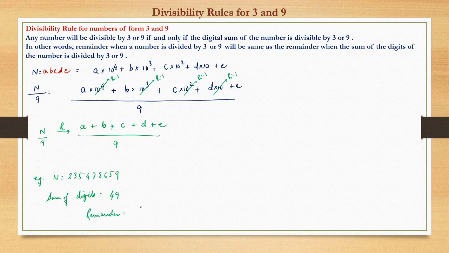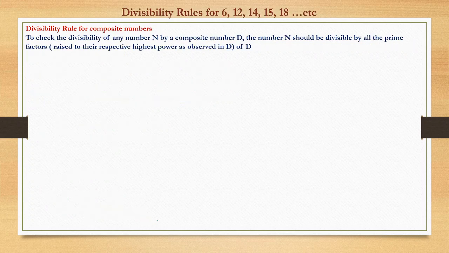And what will be the remainder? Again we can use the digit sum, which is nothing but 4 plus 9, 13. 13 can in turn be written as 4. So that is the remainder, 4, right? Or we can divide 49 by 9, so it divides 45, that goes 5 times, and 4 is the remainder. This way we can check the divisibility by 3 and 9.